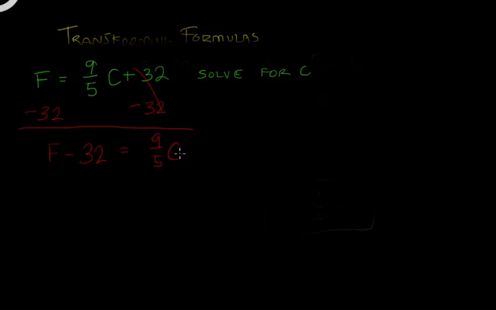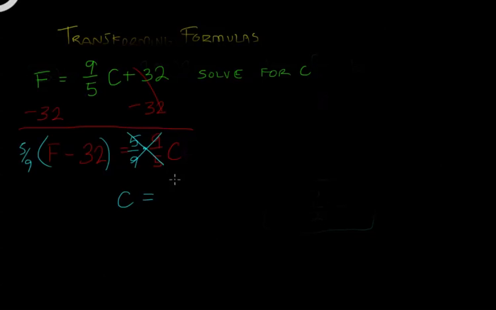Almost done. We want C by itself. So in order to do that, we're going to want to multiply both sides by 5/9. Remember, that's the same as dividing both sides by 9/5. But I'm doing a little shortcut. I'm saying, okay, the reciprocal is 5/9. So I want to multiply both sides by 5/9. Sorry about that. All right, so these cancel out here, leaving me with C by itself, so I'm good here.